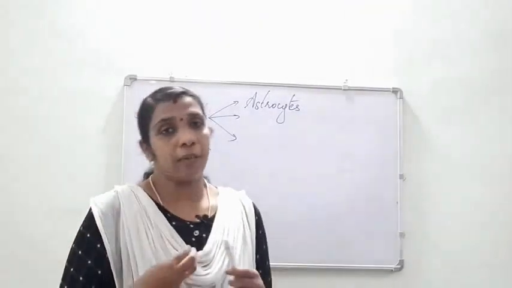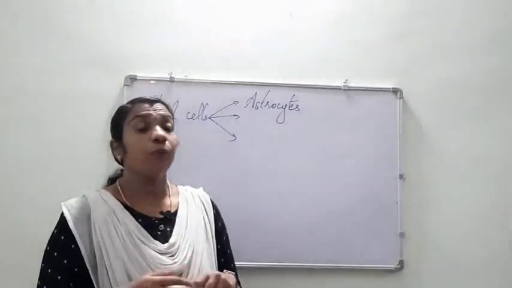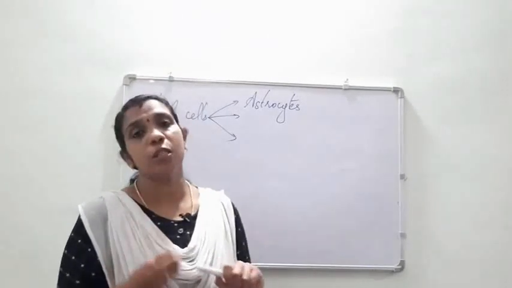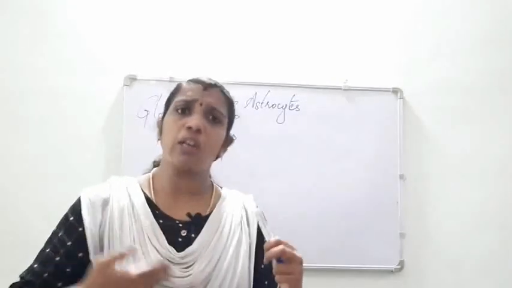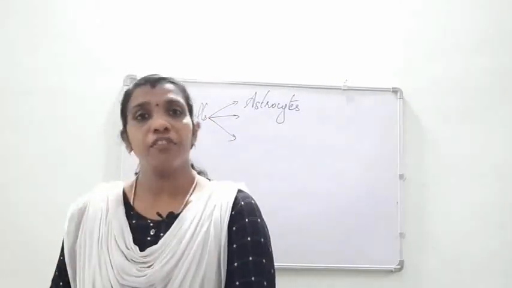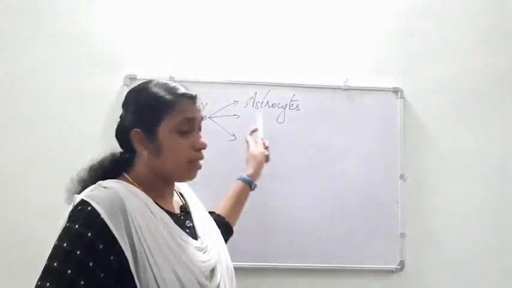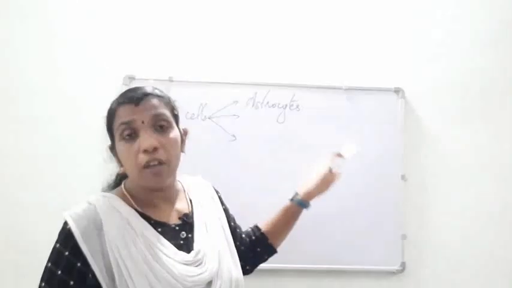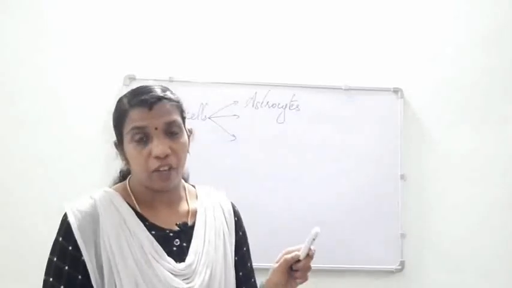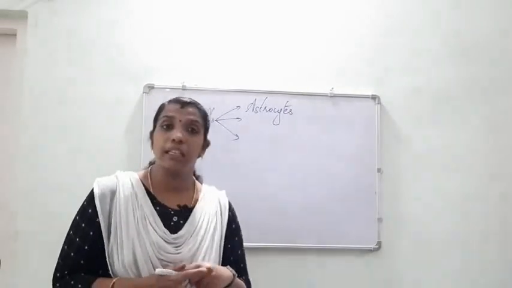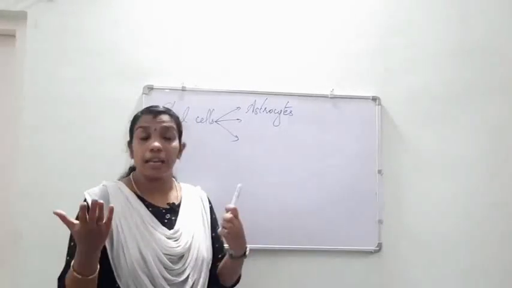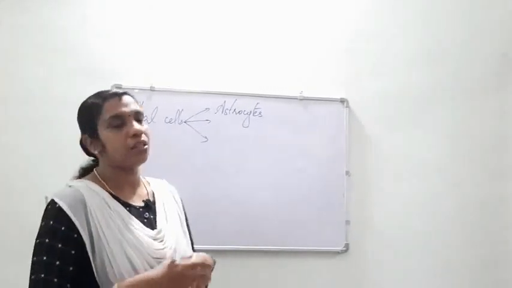Also, this astrocyte is responsible for maintaining the blood-brain barrier. We will be talking about all this in detail in the further sessions. So astrocytes are responsible for maintaining the biochemical environment, and also responsible for maintaining the what? It is the blood-brain barrier.